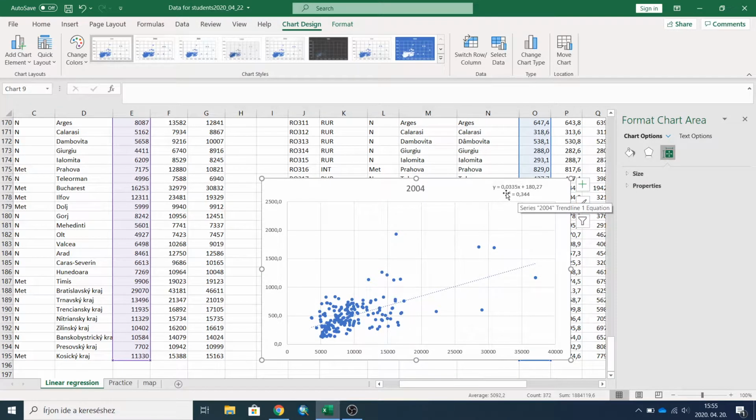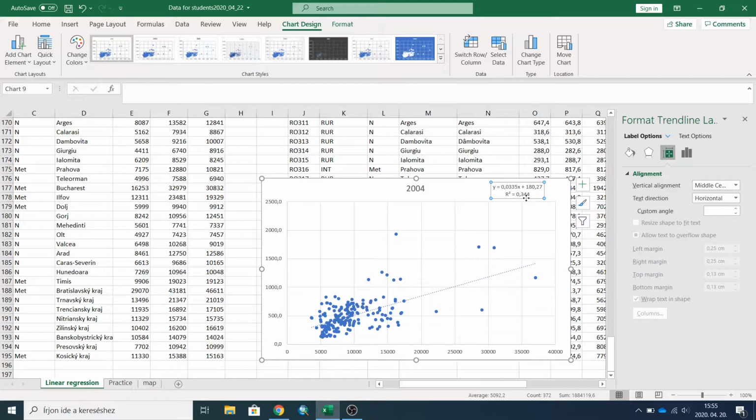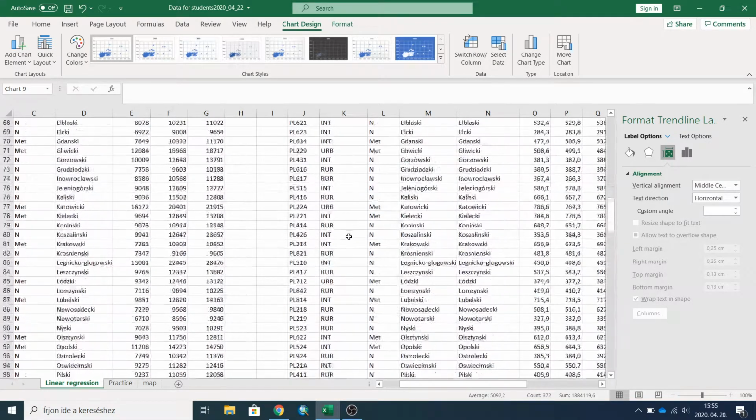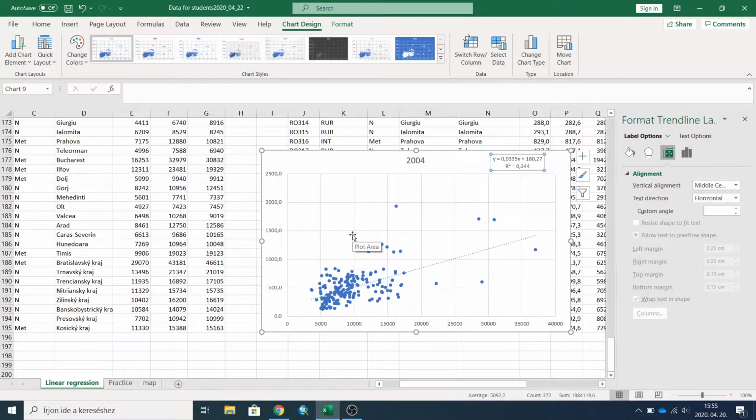You can see that R square is 0.3, a little bit higher. So the population differences determine the GDP per capita around 34%. This is not as high as before because this is not a timeline comparison. This is the comparison between two variables, population and GDP per capita.